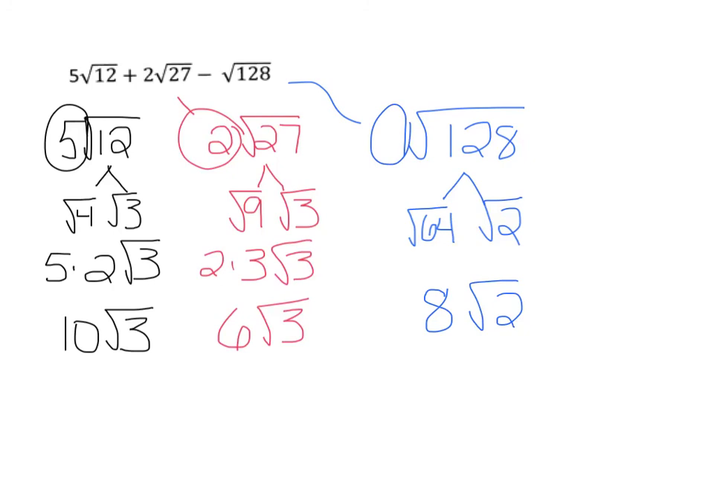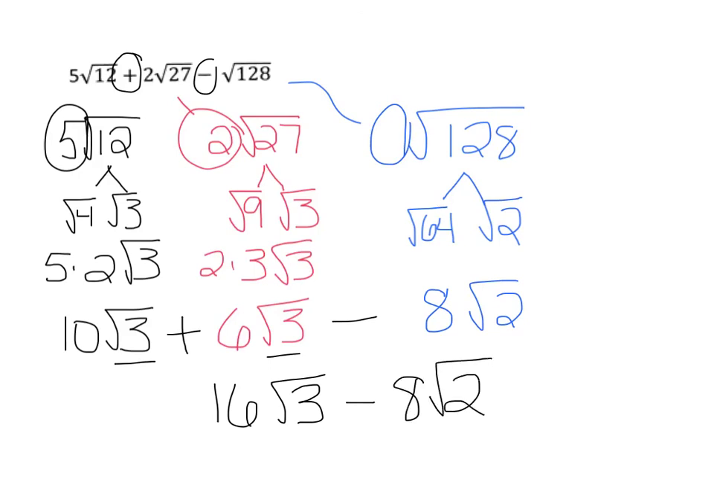Now my last step is to see if there are some like bases that I can add together. Looking at it, I see that I need to put my addition sign there, and I have a subtraction sign there. Now I see that I have two similar bases of square roots of 3, so I can combine those two together. So 10 plus 6 is 16, and I have the square root of 3, minus 8 square root of 2. I can't simplify this anymore because my square root of 3 and square root of 2 are not similar. So my answer is just 16 square roots of 3 minus 8 square roots of 2.